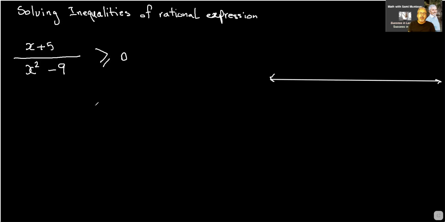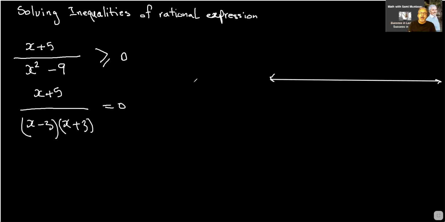After that, what we need to do is factor this. Factor the bottom, a difference of squares. We're just going to say equals 0 for now. Now, your non-permissible values, x equals plus or minus 3. So your non-permissible values are whatever makes the bottom 0. So 3 makes the bottom 0, and negative 3 also makes the bottom 0.